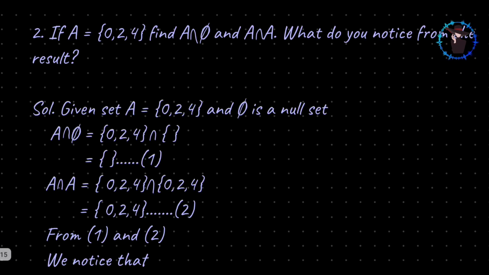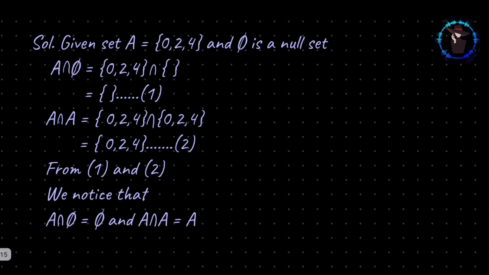Second question. If A is equal to {0, 2, 4}, then find the value of A intersecting null set and A intersecting A. We need to also specify what we see in the result, right? So the given set is A, which is equal to 0, 2 and 4, and a null set. First is A and null set. Null set is nothing but an empty set. So if we are intersecting the values of 0, 2 and 4 and the null set, what do we get? Null set, because there is nothing common in this, we get an empty set.